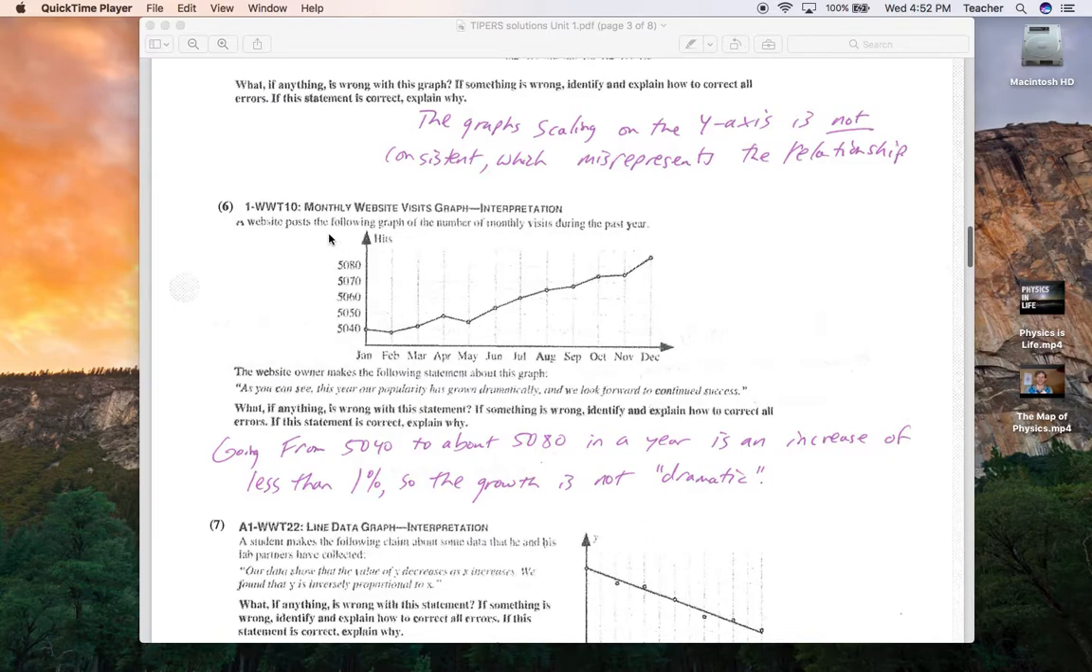For number 6, this person's statement of, as you can see, this year our popularity has grown dramatically, and we look forward to continued success, is not true. This is around 5,080 customers or website posts per month at the end of the year, and about 5,040 at the beginning of the year. That's an increase of only 40 out of 5,040. So this graph is skewed because it is not scaled from 0. It essentially does misrepresent the data a little bit, mainly by zooming in on a small part of the data. And therefore, the person's statement is misrepresenting the truth as well, since the growth was less than 1%.